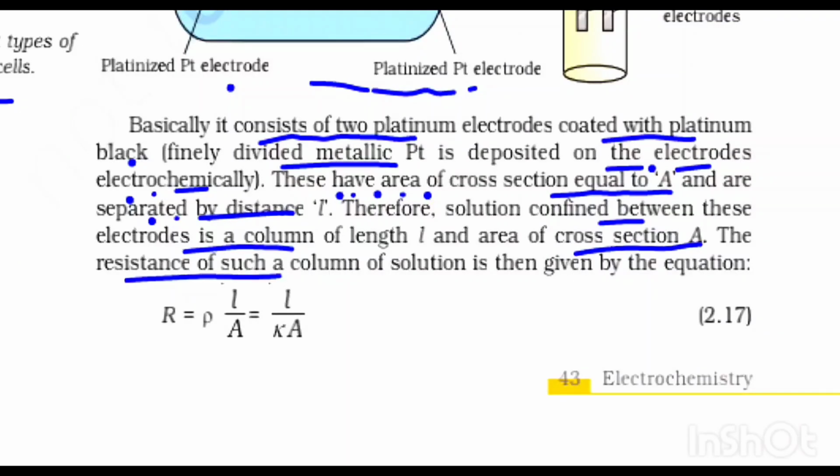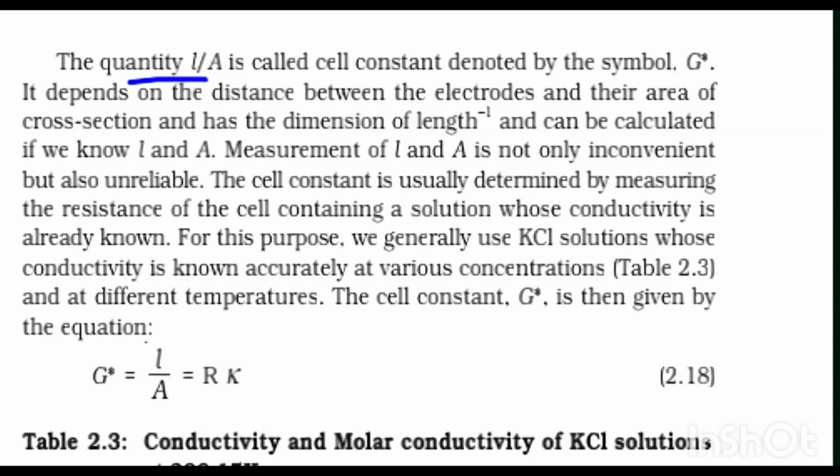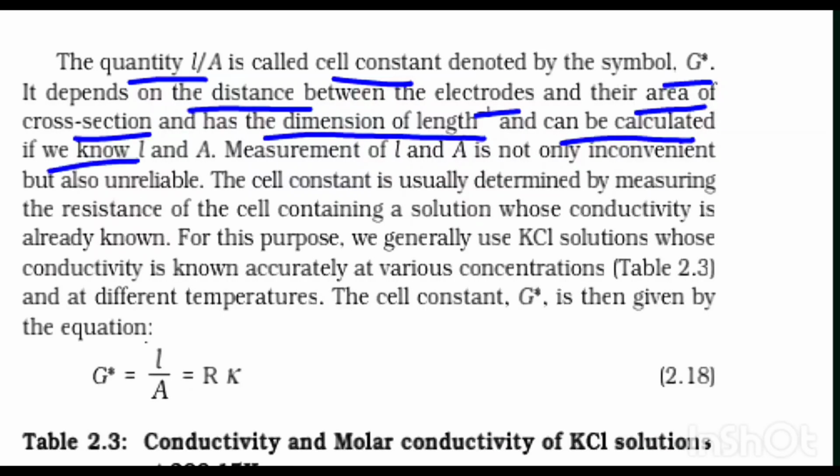The resistance of such a column of solution is then given by the equation R is equal to rho l by A, which is equal to l by kappa A. l by A is called the cell constant, denoted by capital G. It depends on the distance between the electrodes and their area of cross section, has the dimension of length inverse, and can be calculated if we know l and A. Measurement of l and A is not only inconvenient but also unreliable.